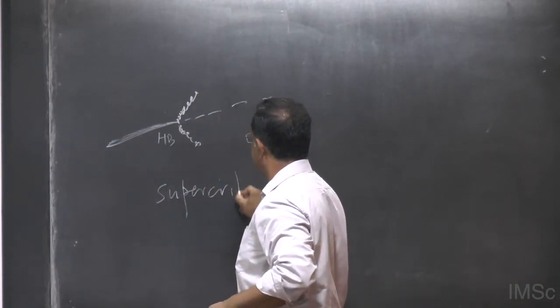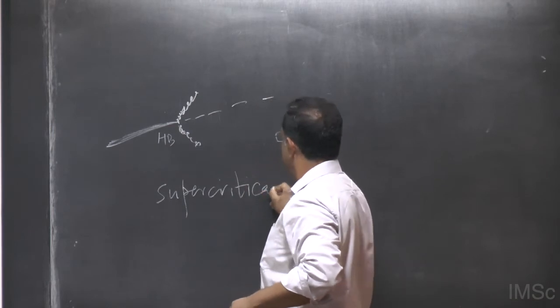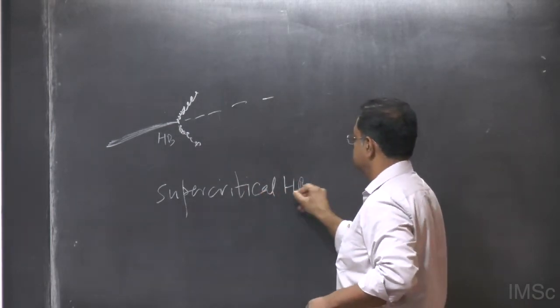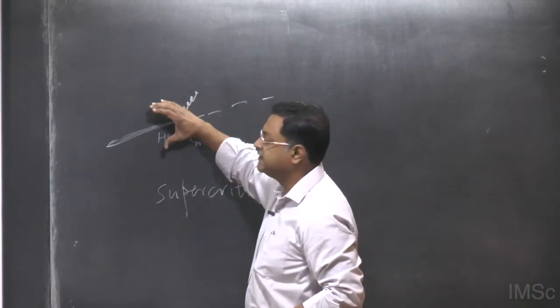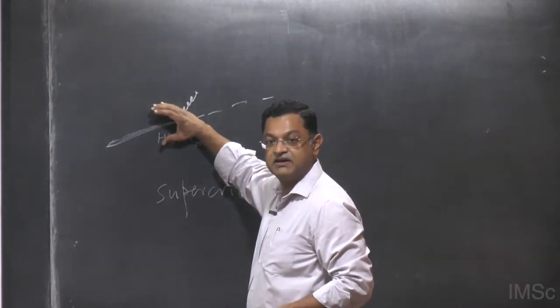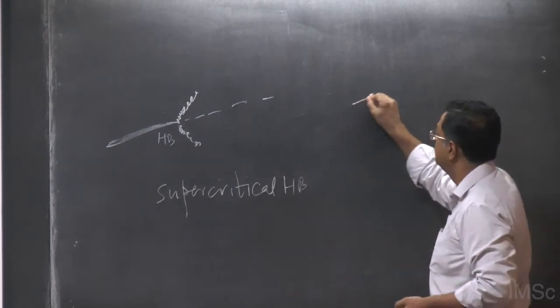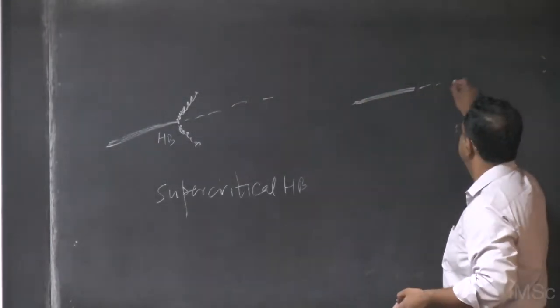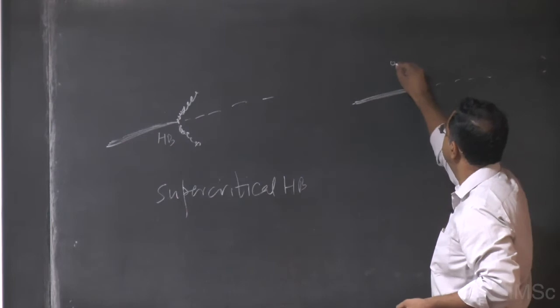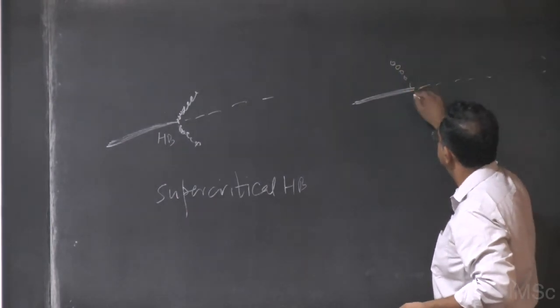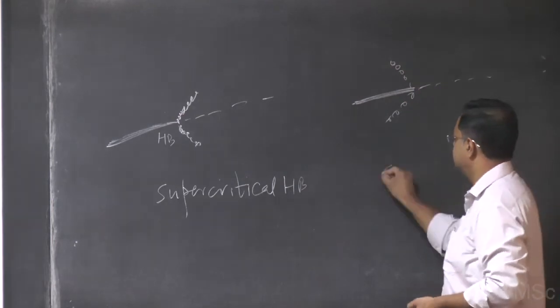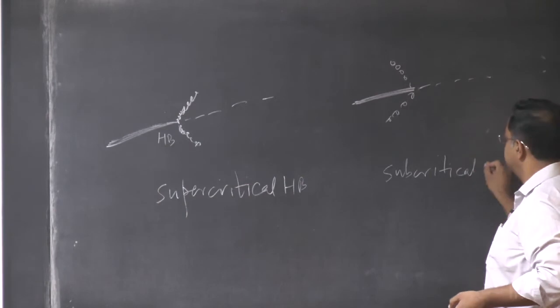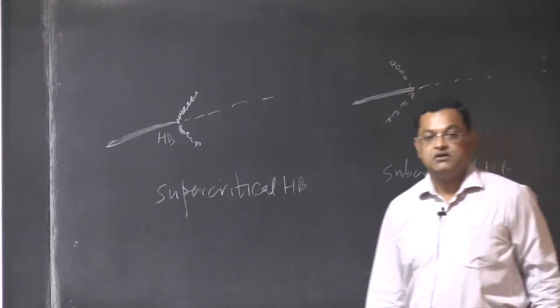supercritical Hopf. Okay. The other thing can also happen. The mouth of the crocodile can eat the stable branch itself. When that happens, that's called a subcritical Hopf.